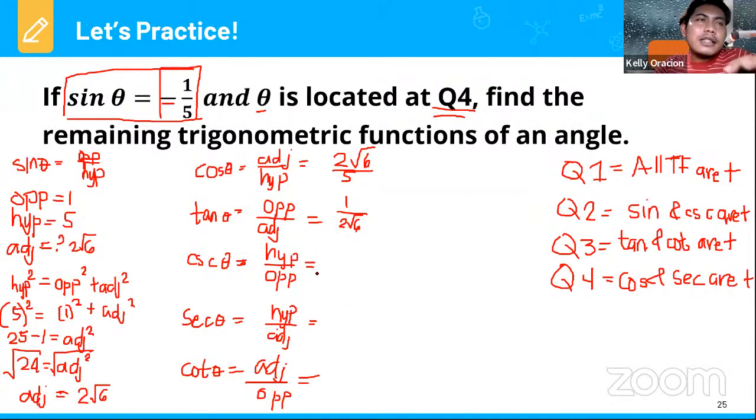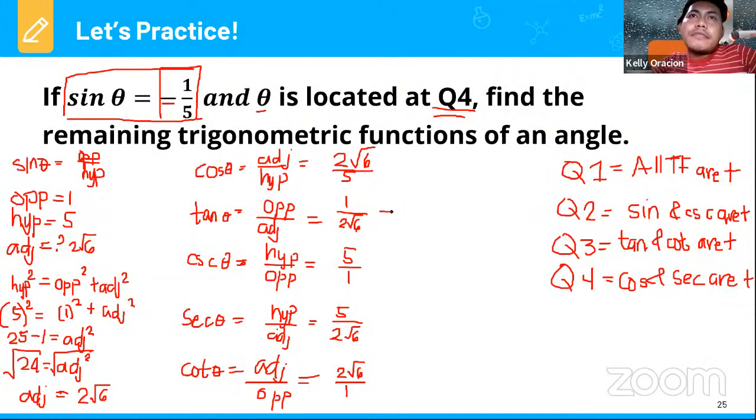For cosecant, the hypotenuse is 5, the opposite is 1. Then for secant, the hypotenuse is 5, the adjacent is 2 square root of 6. And lastly, for tan, the opposite is 1 over the adjacent, 2 square root of 6. Let me remind you, bawal magkaroon ng radical sign sa denominator. So that means you are going to perform the rationalization process, or rationalizing the denominator.